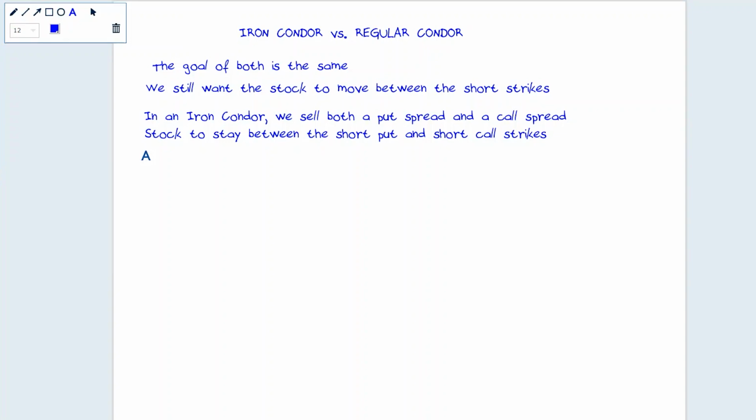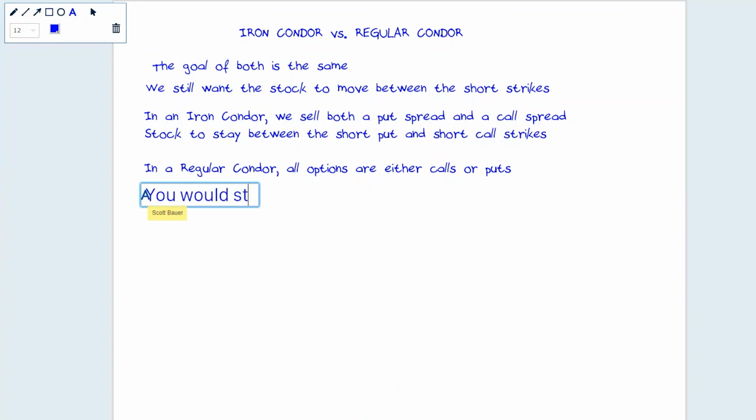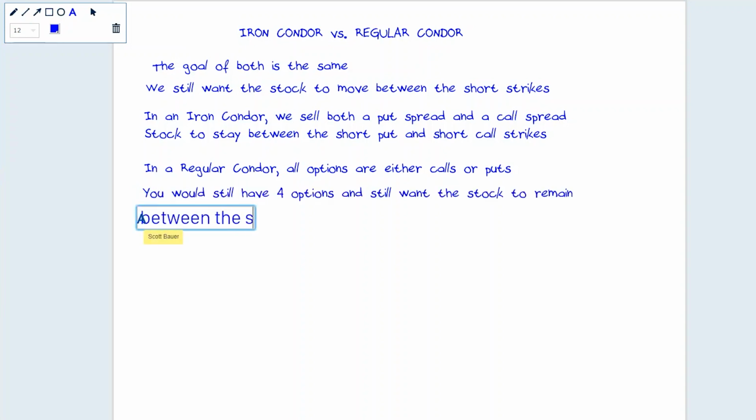Iron meaning that you're coming at it from both sides, call side, put side. A regular condor is the same thing. It's still going to be 4 strikes. You're still going to have 2 short strikes in the middle, but they're all on one side of the ledger. In a regular condor, all options are either calls or puts. You would still have 4 options, like we do in the iron condor, and still want the stock to remain between the short options.